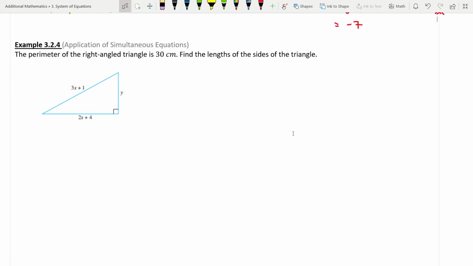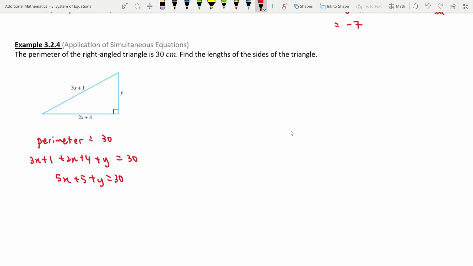Now let us look at some application of simultaneous equation. Example 3.2.4. The perimeter of the right-angled triangle is 30 cm. Find the lengths of the sides of the triangle. We are given that the perimeter is equal to 30, which means 3x plus 1 plus 2x plus 4 plus y is equal to 30. We simplify the equation. 5x plus 5 plus y is equal to 30.